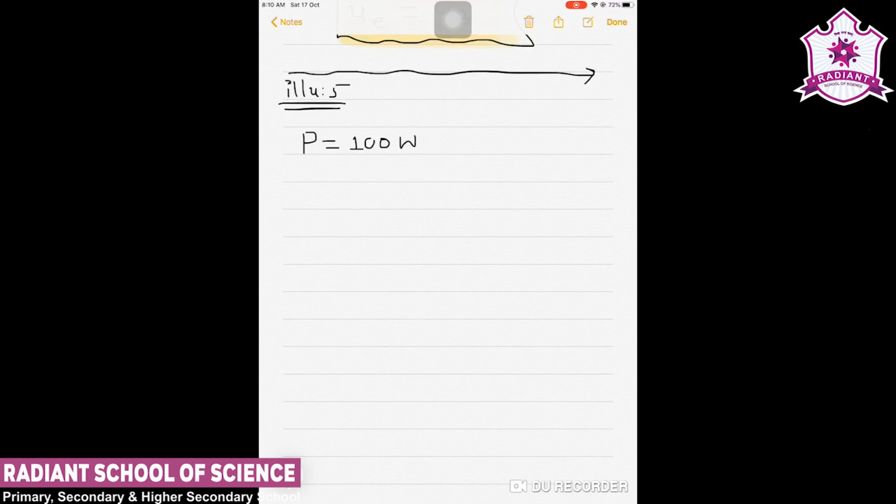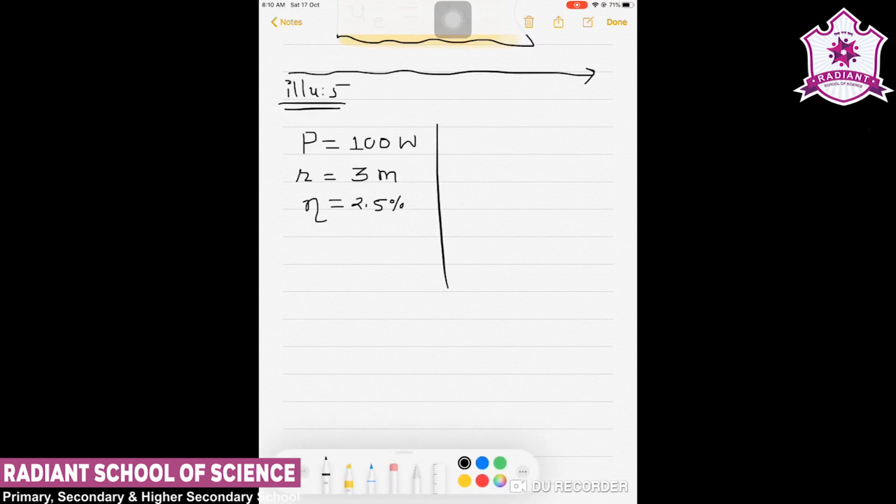3 meter. So we are given distance r at 3 meter away. Assume that the efficiency of the bulb is 2.5%. So efficiency is also 2.5%, and it is a point source. So now what we have to consider over here, we can simply draw a simple arrangement like this: this is the bulb, and it will give light, so it spreads light in all directions.